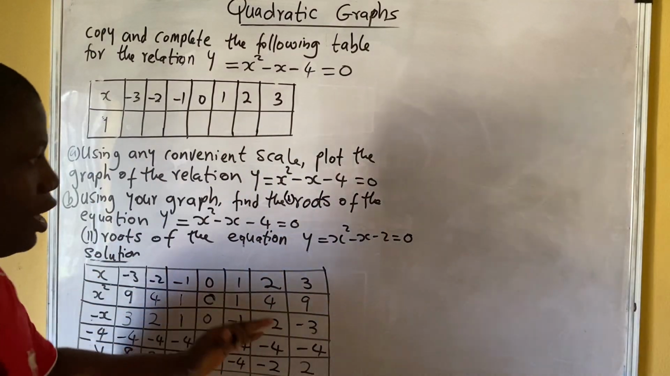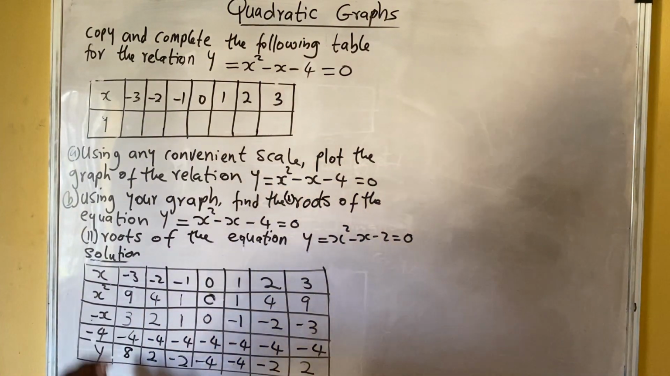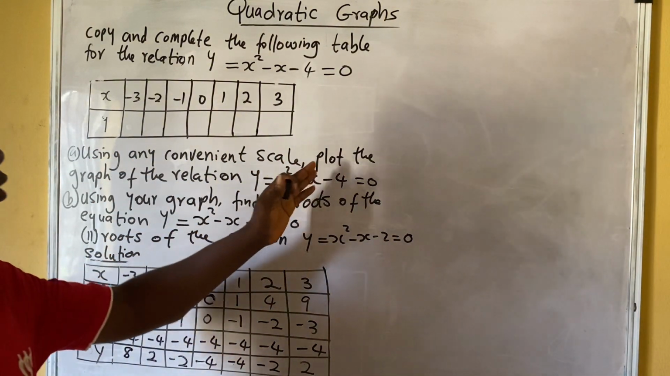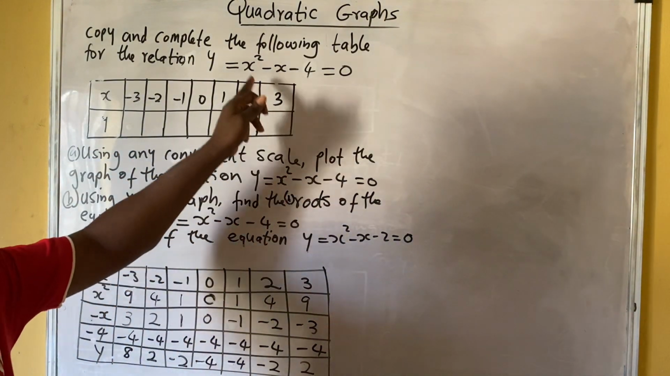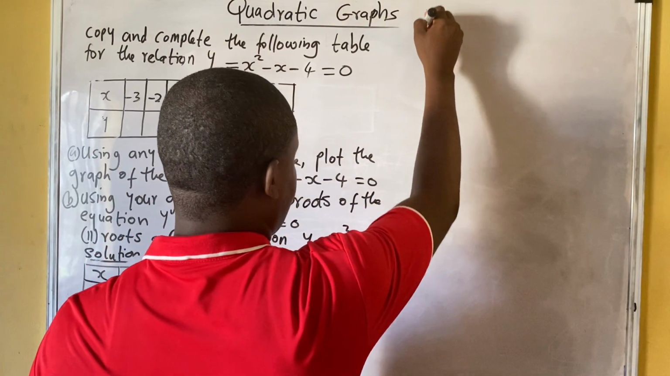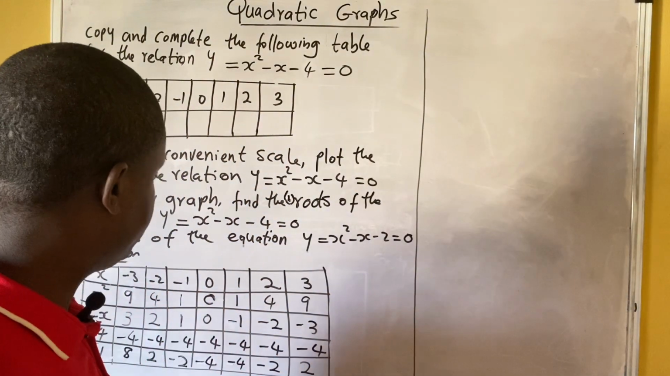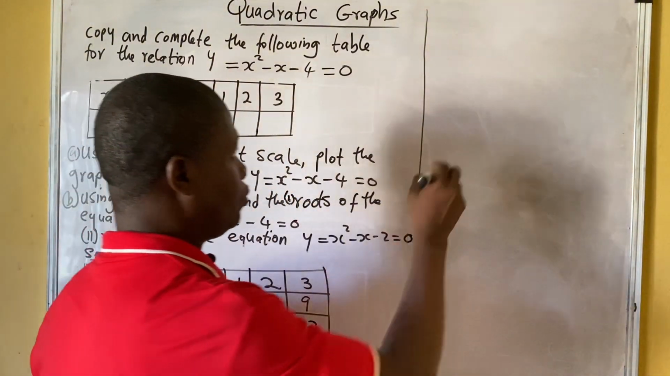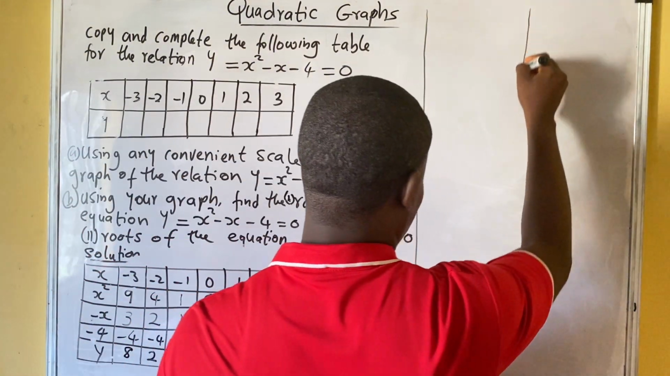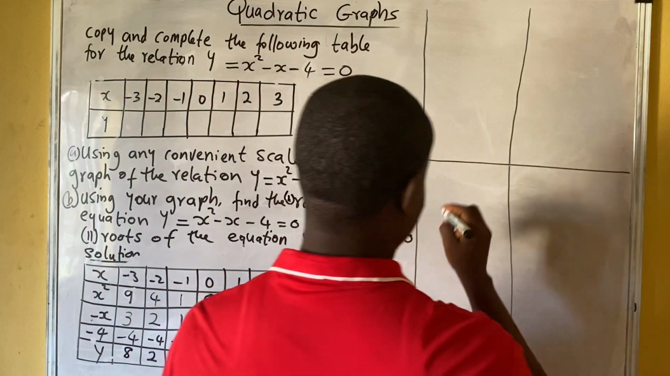So this is the table we're asked to copy and complete. The next thing we have to do is to use any convenient scale to plot the graph of this equation. So let's do that together. In your graph book, make sure you draw this. We're going to have this as your y-axis, and this is your x-axis, okay?